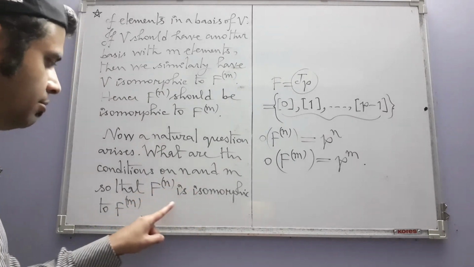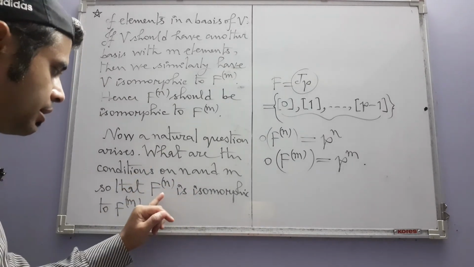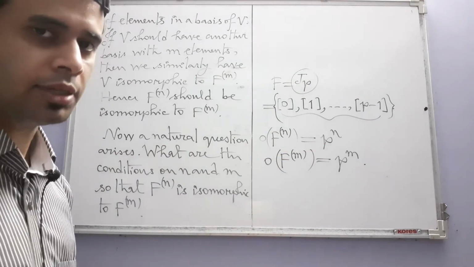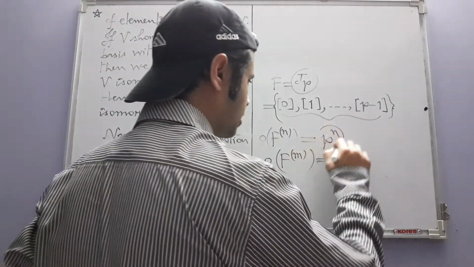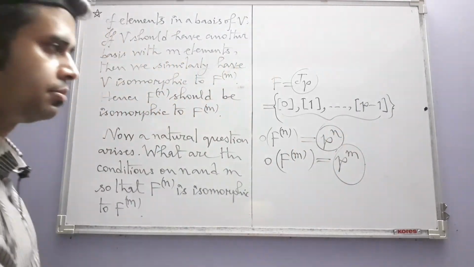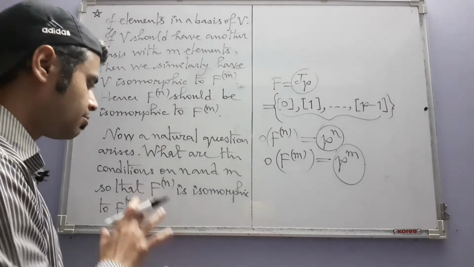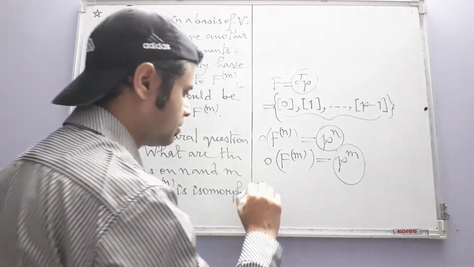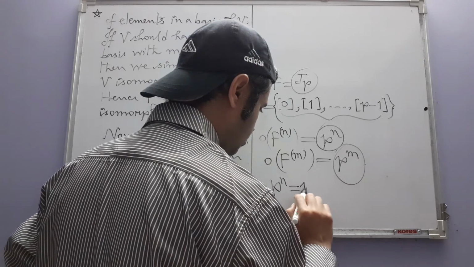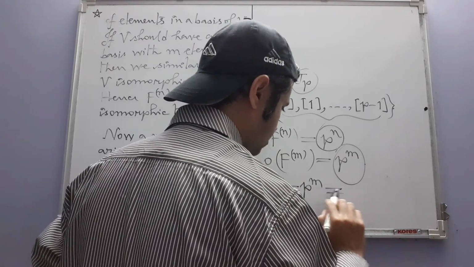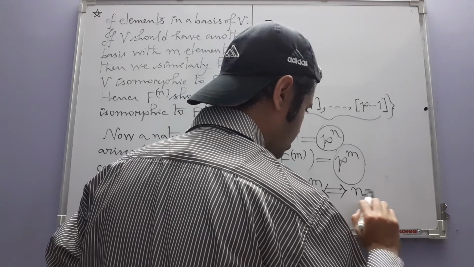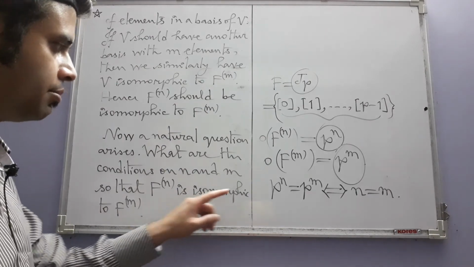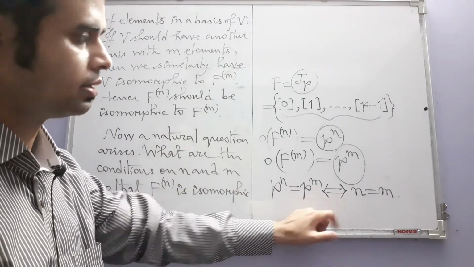Now, isomorphism demands, note that in this case these vector spaces have finitely many vectors, and these are the number of vectors in the respective cases. Isomorphism demands that these two sets should have the same number of elements, which is possible if and only if n is equal to m. So our feeling that in general n should be equal to m is true in this particular case.